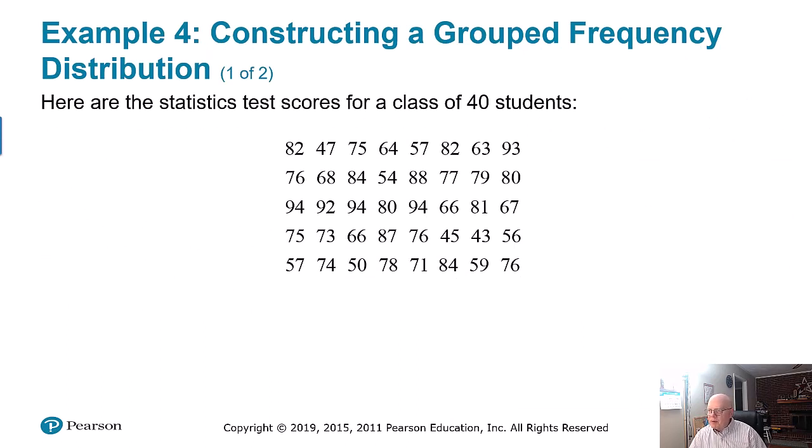Here's another example. We've got statistics test scores for a class of 40 students. We've got 40 students this time, all listed here. Notice again, just for the record, these are not in order. 82 is here, but 76 is here. They're definitely not in order, but they're all there.